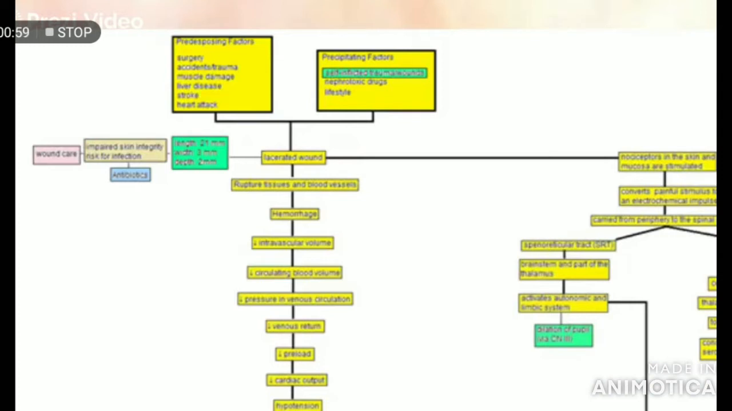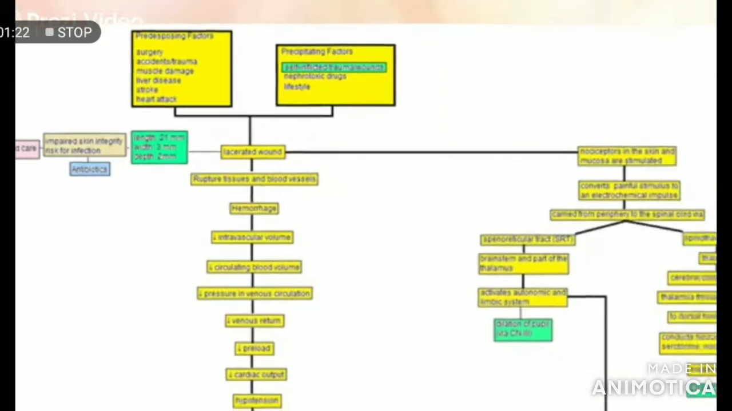In my patient's case, he attempted to commit suicide, so he sustained a lacerated wound which has a length of 21 mm, width of 3 mm, and depth of 2 mm. Nursing diagnosis for this would be impaired skin integrity and risk for infection. Medical treatment would be antibiotics, and for nursing management we have wound care.